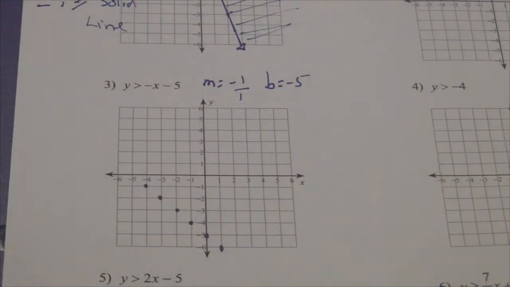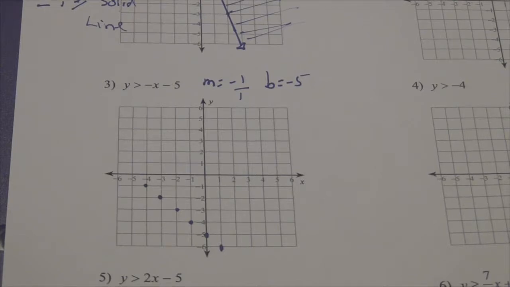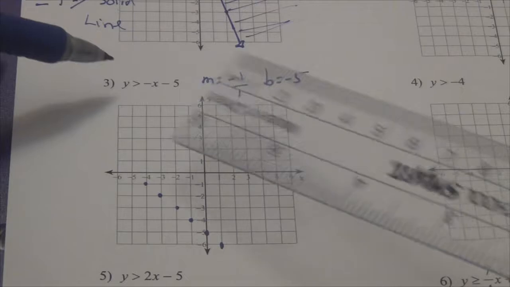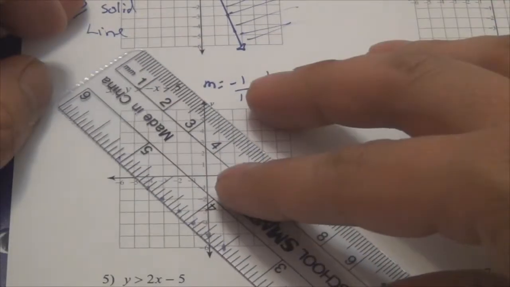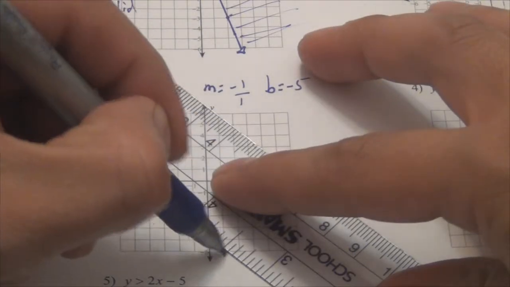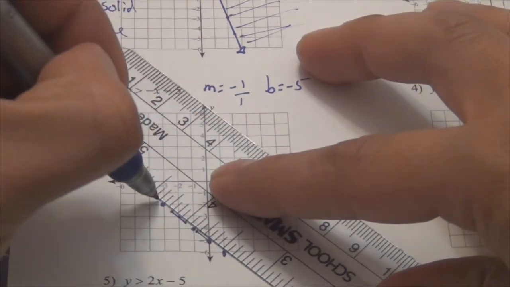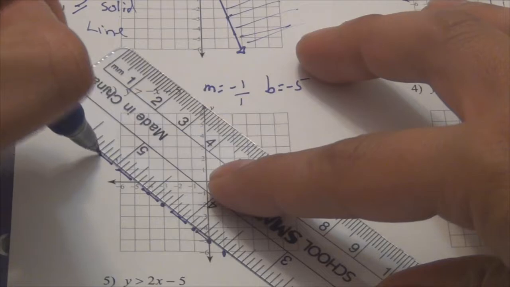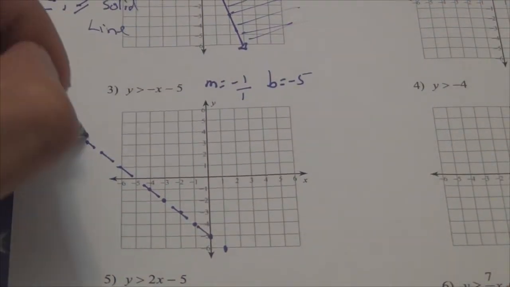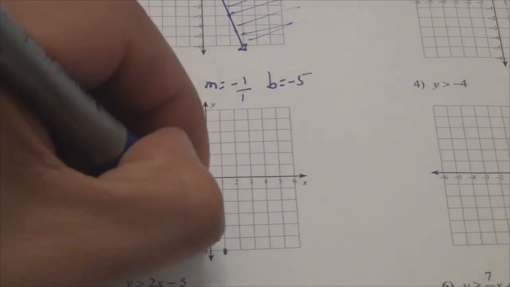Okay, and then you sketch your line. Now notice that the symbol here is greater than. It's not greater than or equal to. So therefore, my line is going to be a dashed line, to infinity and beyond. See that? Dashed line, arrowheads, arrowheads.